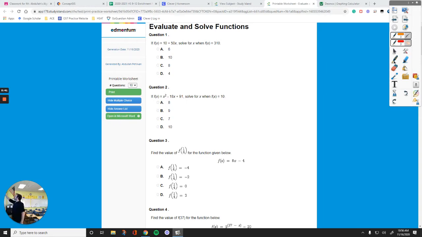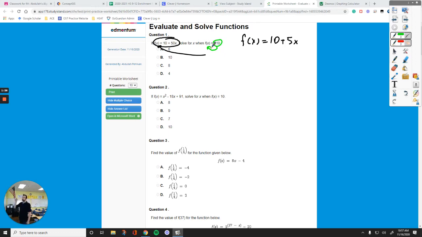I'll first rewrite the equation over here. That's my equation, right? f of x equals 10 plus 50x, and this one tells me what f of x equals. So I'll take that number and put it over here where I see f of x. Or let's just write the whole thing first. 10 plus 50x. And in here it shows me that f of x is 310. So I'll take this number, plug it in where I see that.